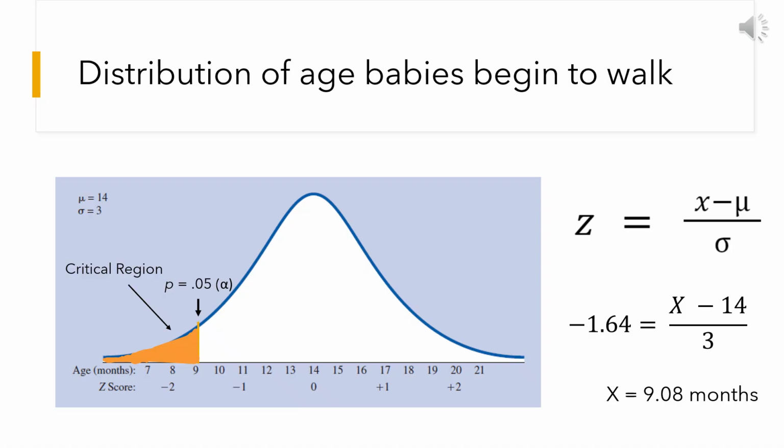So in this distribution, what we're looking at is a distribution of the age that babies begin to walk normally. This was an example that I gave in class a long time ago. The idea here is that we're interested in comparing a single baby and the age that they start walking after they take some kind of special vitamin that's supposed to increase the rate of their development. So maybe they start walking earlier than a distribution of babies who did not take that special vitamin.